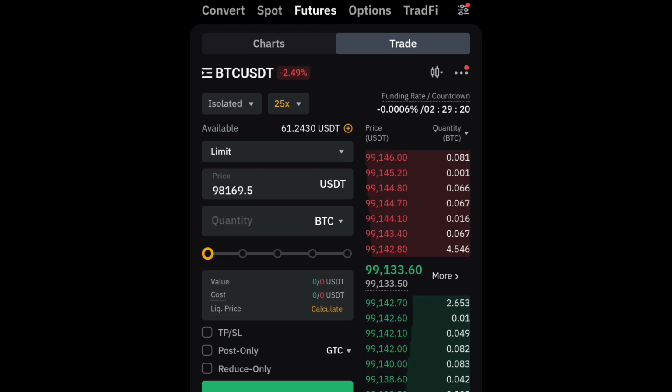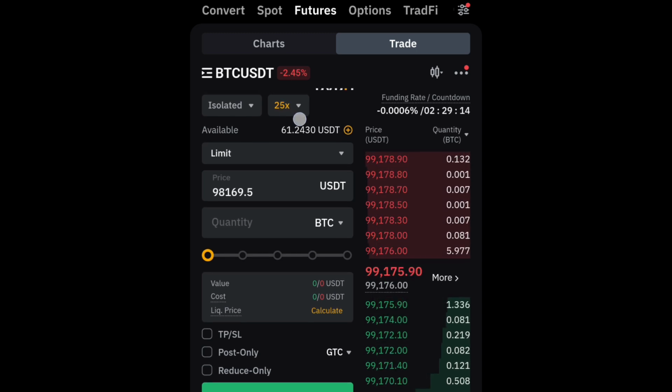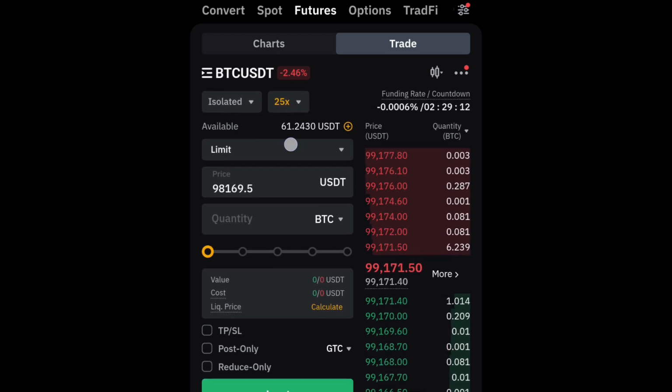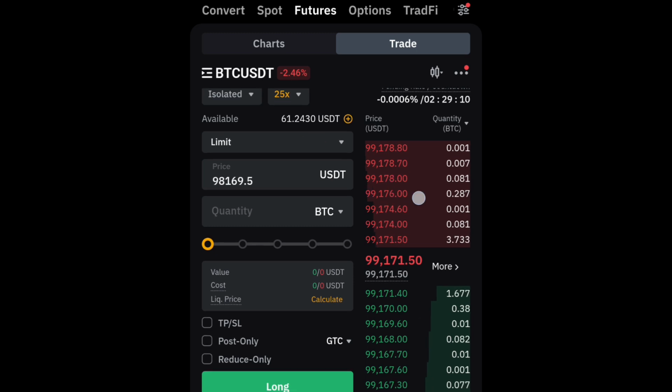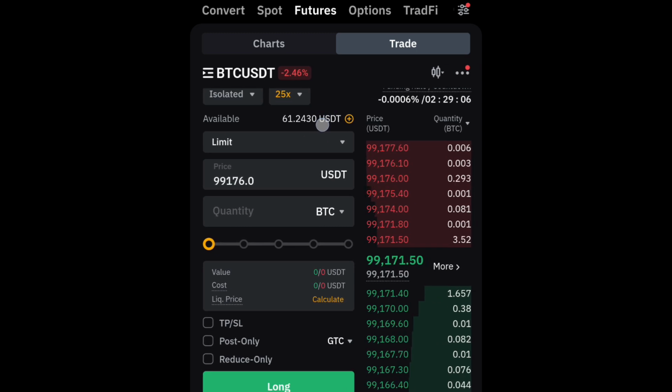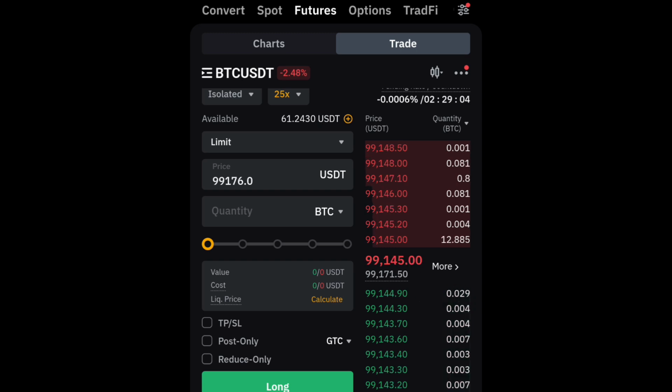So now you understand isolated. You understand the difference between isolated and cross. You understand the difference in leverage. You understand limit and market orders. You understand the order book. You understand how you can actually deposit from your funding to your futures.